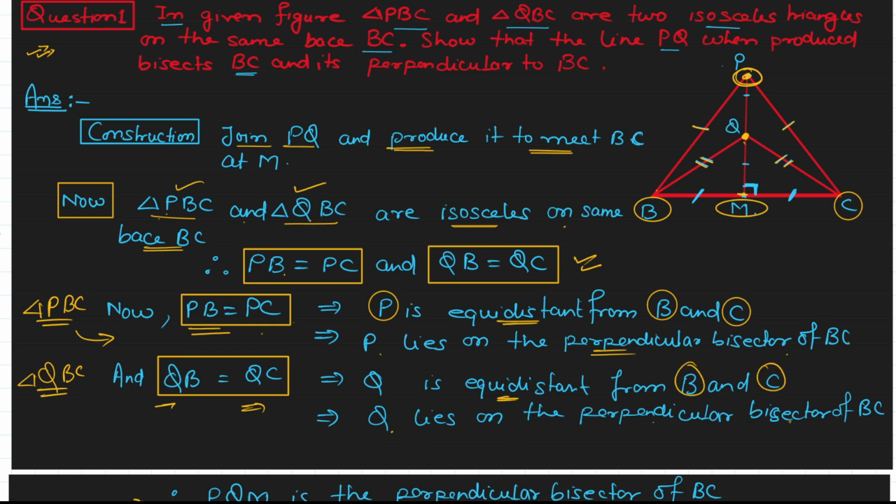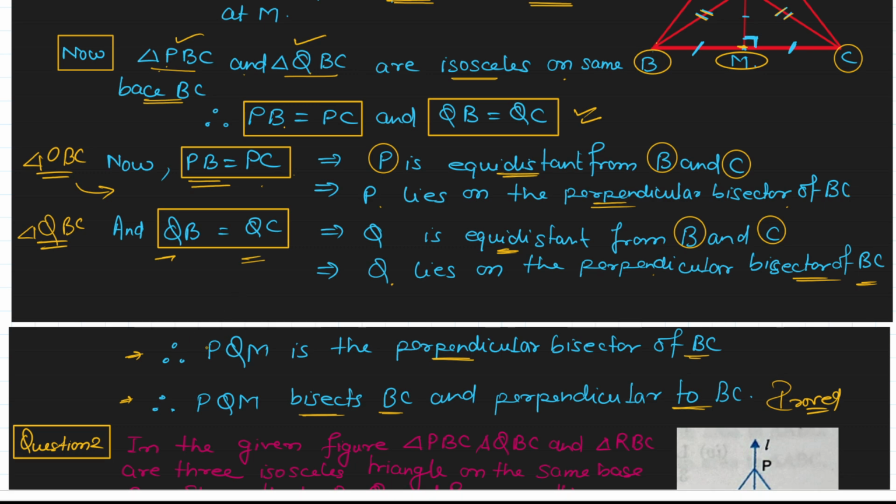So Q lies on the perpendicular bisector of BC. So now this is also proved, that QA is also lying on the perpendicular bisector of BC. Now here you can see, we can say this PQM is the perpendicular bisector of BC.